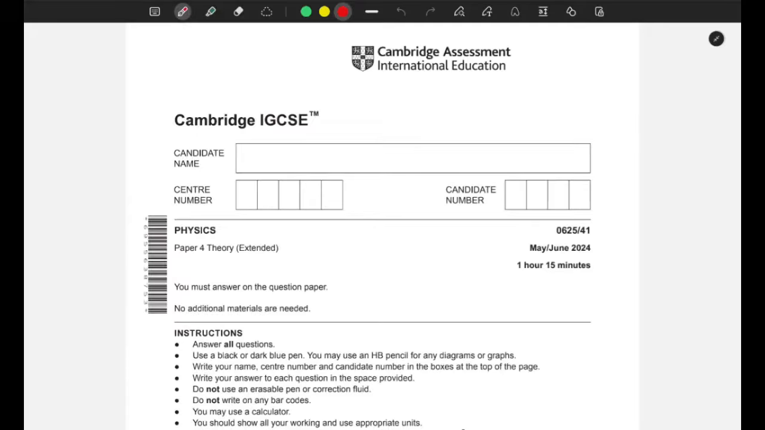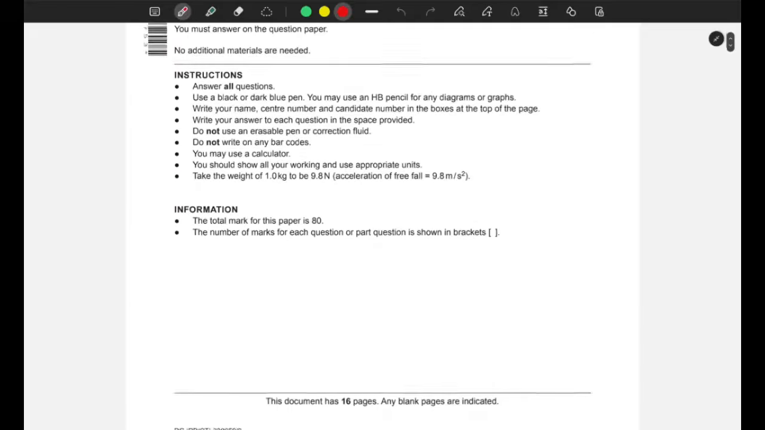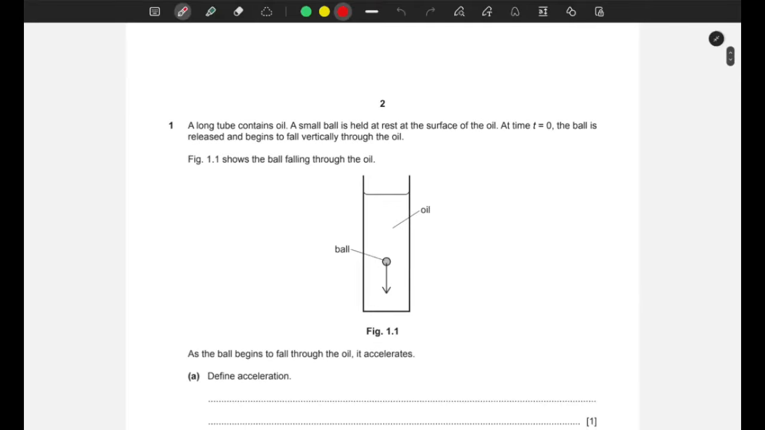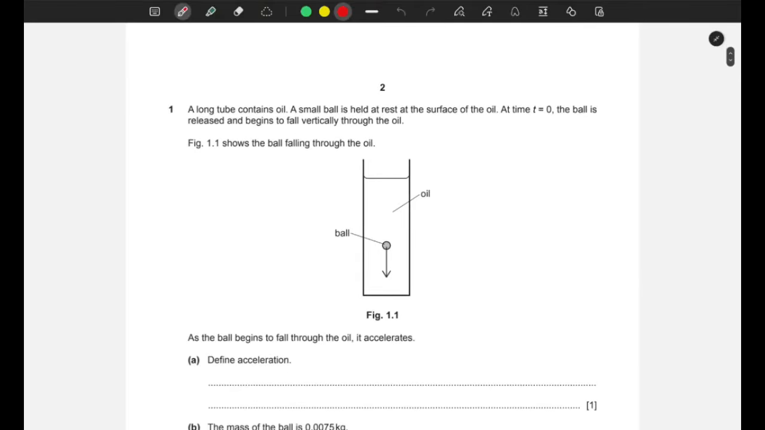So in this video, I'll be going through the first paper for the May June 2024, variant 41. The May June papers are finally released and I'll be going through all of them in time. So make sure to stay tuned. So let's start with this paper, paper 41.